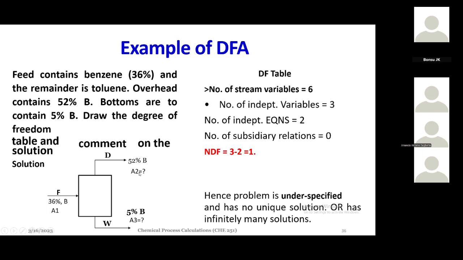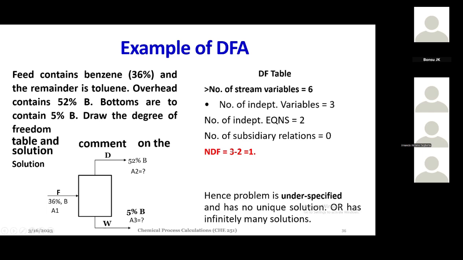Our A2 here will now be 100 minus 52. That will give us 48. So we know this, we know this. Our 5% here, when you sum it to this, you should get 100. So our A3 will also be 95%. So our actual number of unknowns that we don't know are F, D, and W. So that is 3 unknowns or unknown variables.